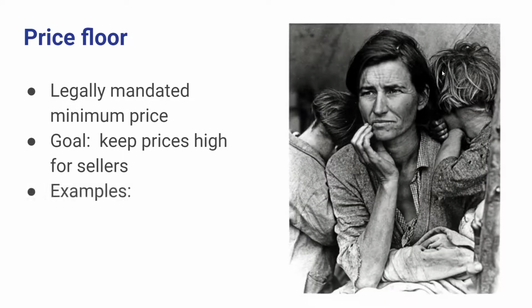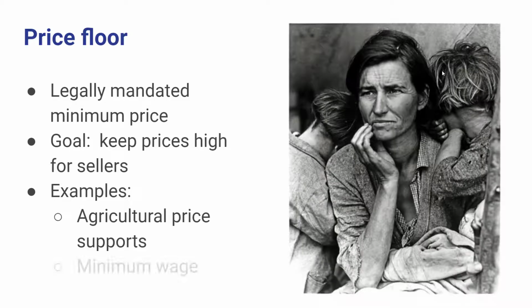Some examples of that we saw during the Great Depression were agricultural price supports, which were designed to keep farm incomes high, because we saw some dramatic declines in incomes and we saw many people losing their farms during the Great Depression, and also minimum wages, which were designed to keep wages from falling too far.